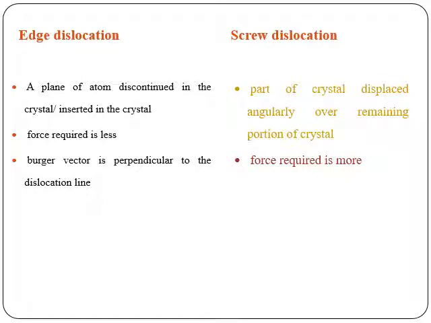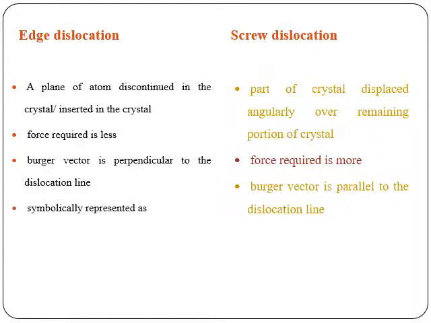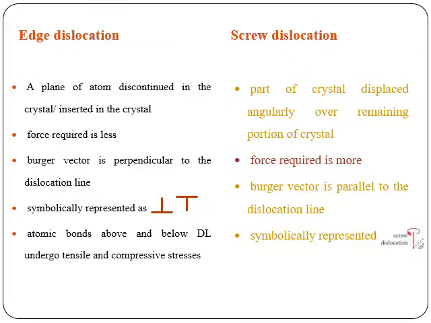the screw dislocation. And in the edge dislocation, the Burgers vector is perpendicular to the dislocation line, but in the screw dislocation, the Burgers vector is parallel to the dislocation line. Symbolically, we represent the edge dislocation with a perpendicular or an inverted perpendicular, that is a T symbol, but the screw dislocation is shown with a clockwise or an anti-clockwise symbol.